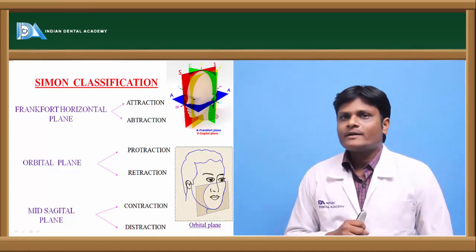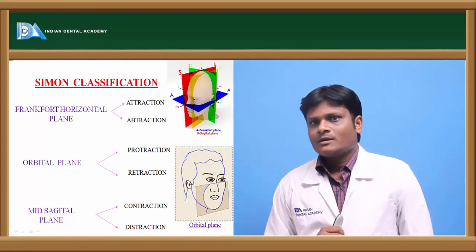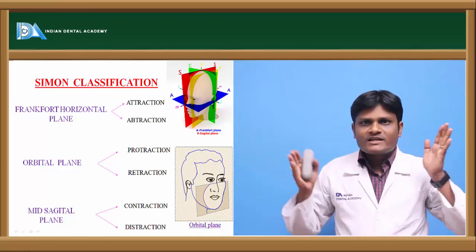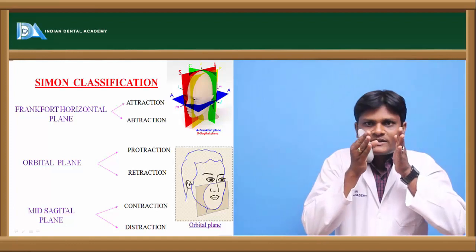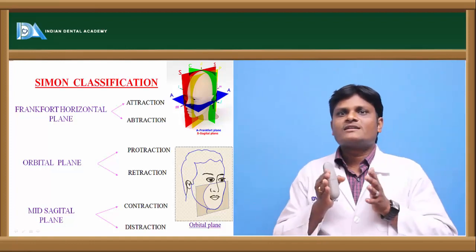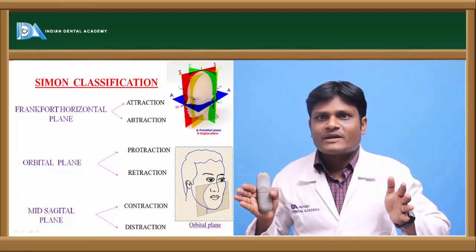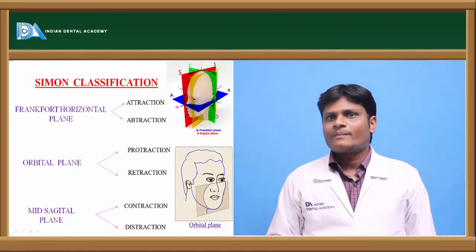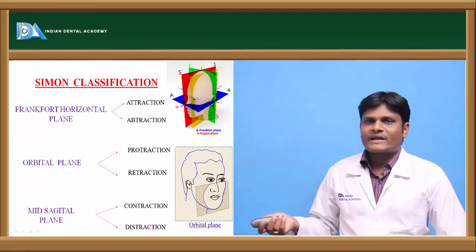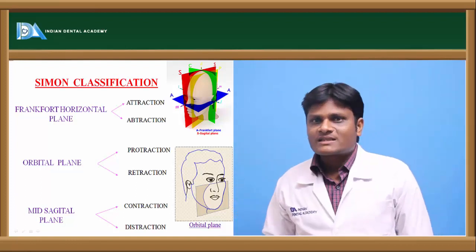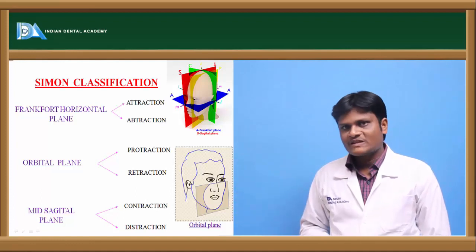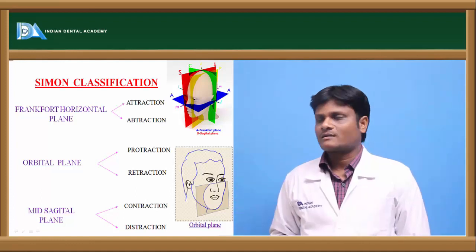Yet we have another plane to classify a malocclusion, that is the mid-sagittal plane. When the dentition is closer to the mid-sagittal plane, it is called contraction, whereas the dentition which is away from the mid-sagittal plane is called distraction. So either attraction or abstraction, protraction or retraction, contraction or distraction. This is Simon's system of classification.